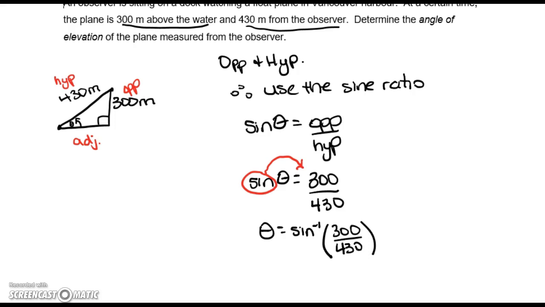Which means that we can go ahead and plug this into our calculator. So when you're plugging that into your calculator, your buttons will likely be second function, and then sine, which should show up as sine inverse on your calculator, and then open bracket, 300 divided by 430, close your brackets.